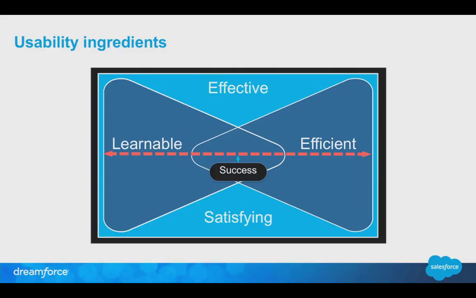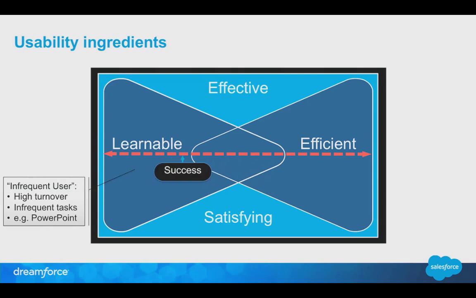Now it depends on who your end user is. Because if your end user is the infrequent user, well, we have high turnover, or they do infrequent tasks, so we're going to optimize for learnability in that situation. My example for you is PowerPoint. You open a PowerPoint and it says, click here to type a title. That's training wheels. But because it's very learnable, it's a good idea.